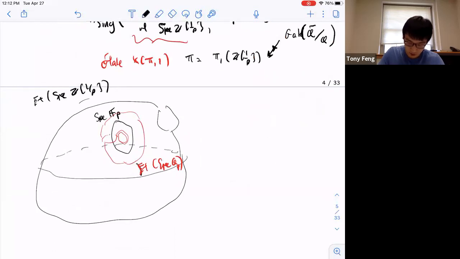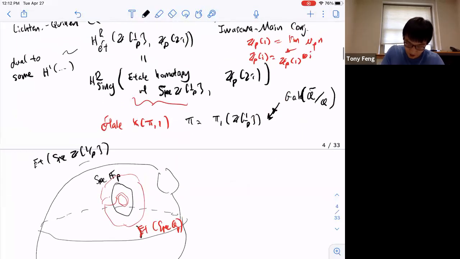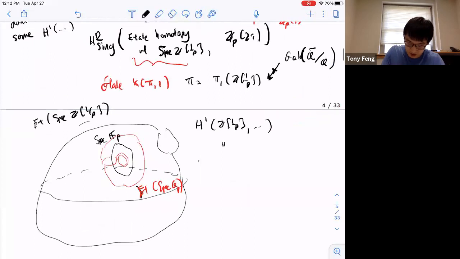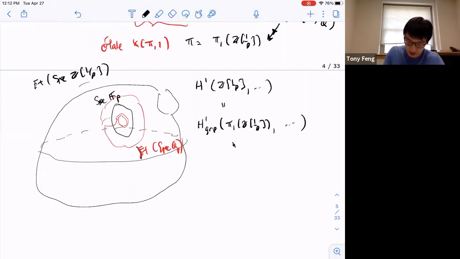Okay, so what I want to say here is that H1 of this Spec Z[1/p] can be interpreted, because this is an étale K(π,1), this is some sort of group cohomology for this fundamental group. And so that can be interpreted as the space of extensions over this group between, well, two different representations.